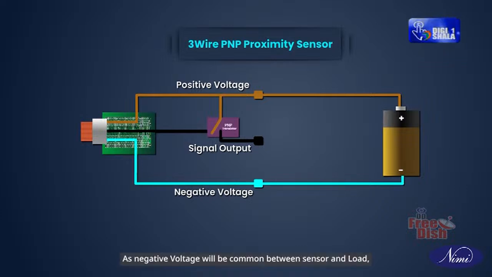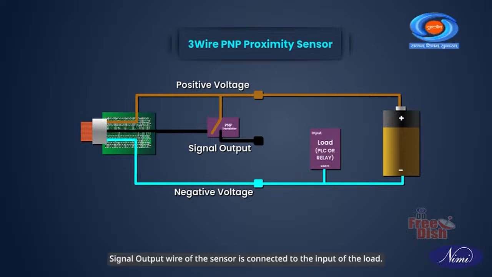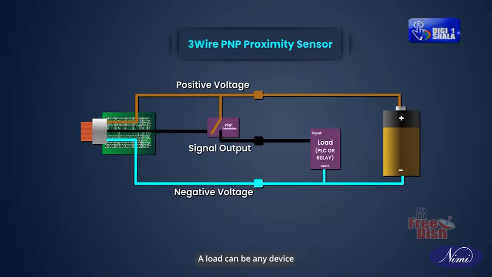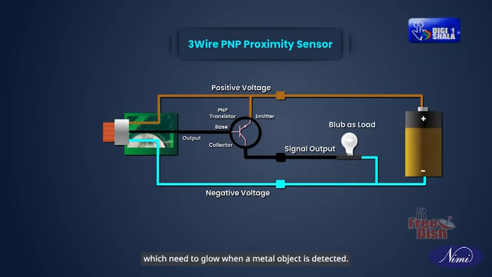As negative voltage will be common between sensor and load, connect the voltage wire to sensor and the load. Signal output wire of the sensor is connected to the input of the load. A load can be any device that sensor powers, like a lamp, pneumatic valve, relay, or PLC. In this circuit, let's consider the bulb as load, which needs to glow when a metal object is detected.